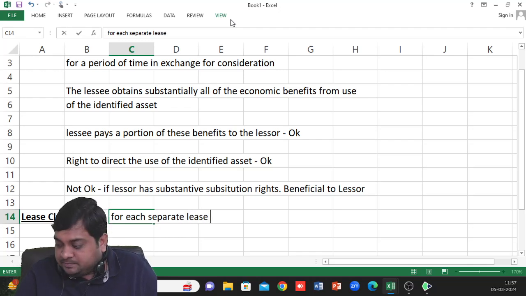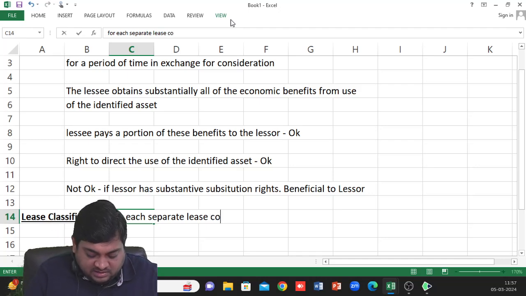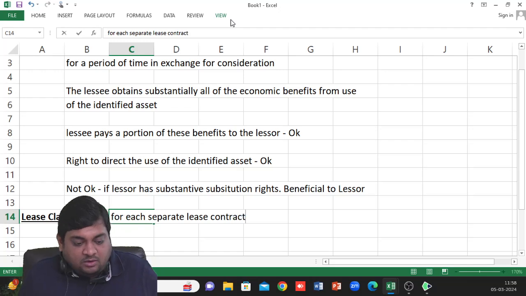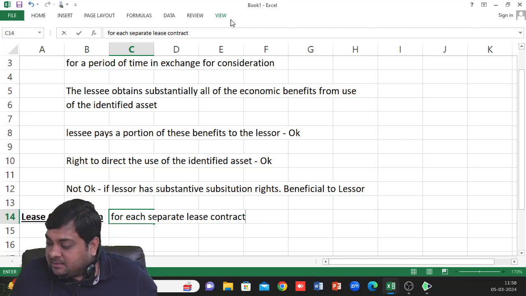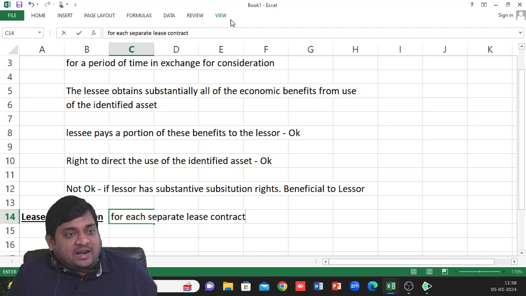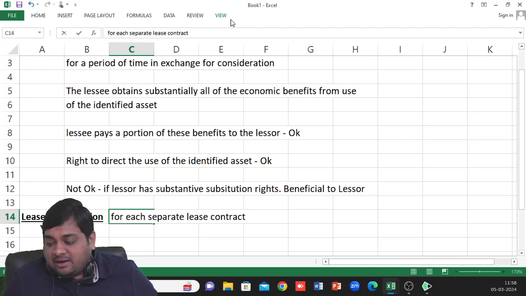separate lease contract, for each separate lease contract, right? And we are going to do it at the inception date, at the commencement date, and once it is final, every year we follow the same classification until and unless the contract is modified, right? So we are going to do this for each lease contract, right?